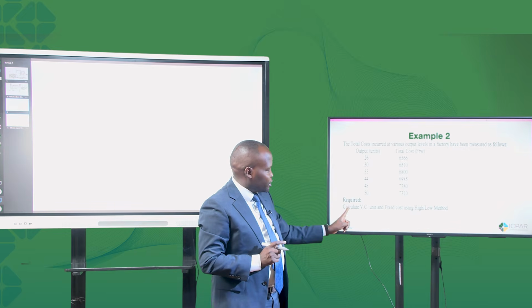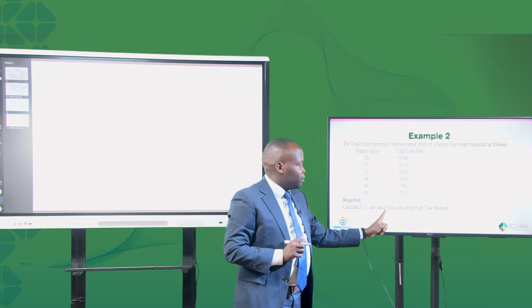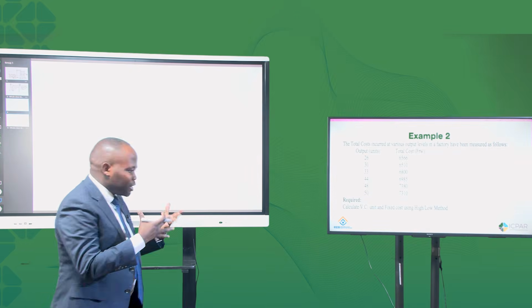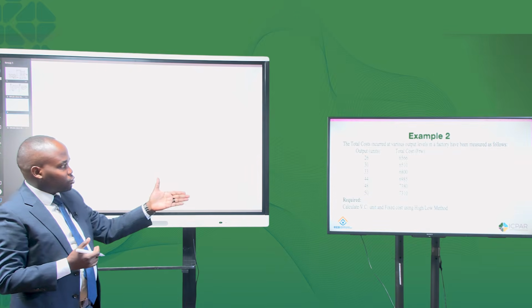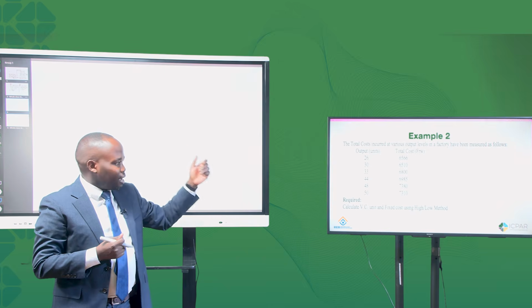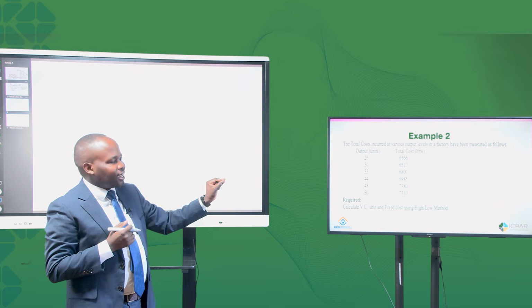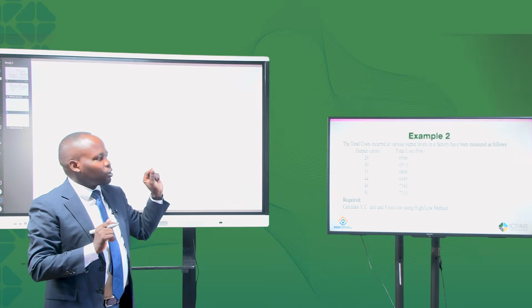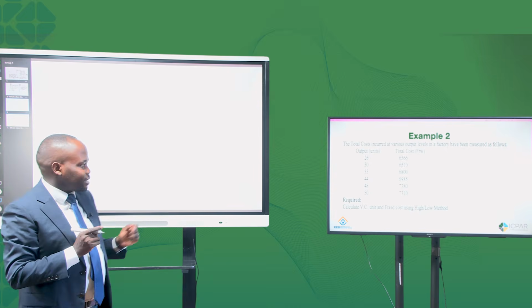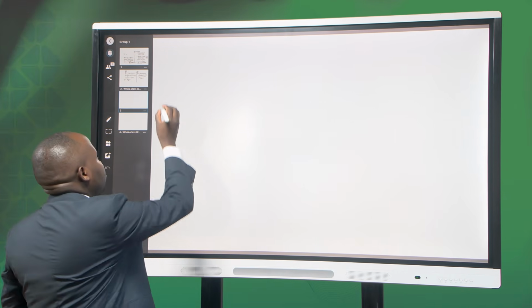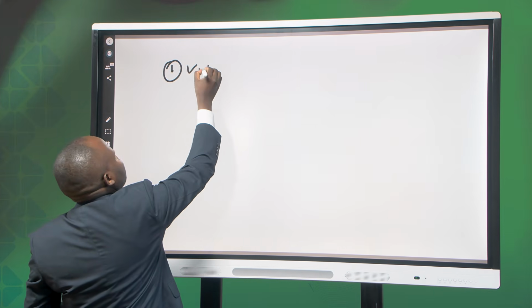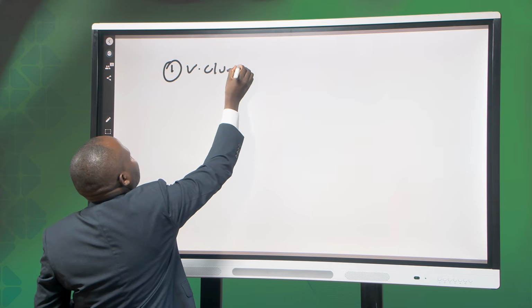There are 2 requirements. Calculate the variable cost per unit and the fixed cost using high-low method. High-low method is just the technique that we use to calculate the variable cost per unit. Cost at highest activity minus cost at lowest activity. That is what we call high-low. So requirement 1 in this example is asking us to get the variable cost per unit.